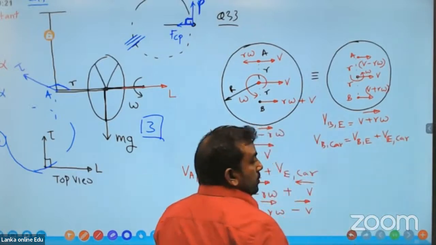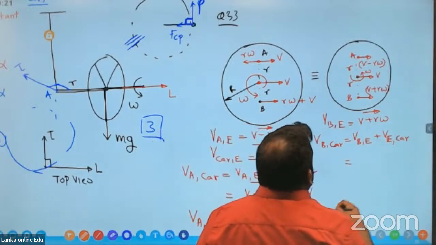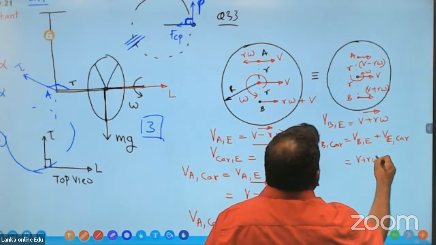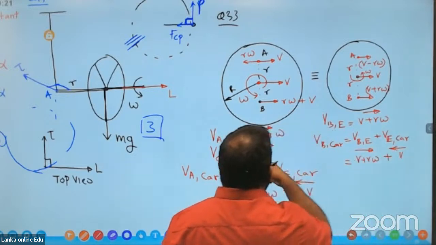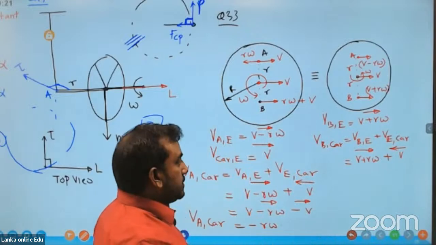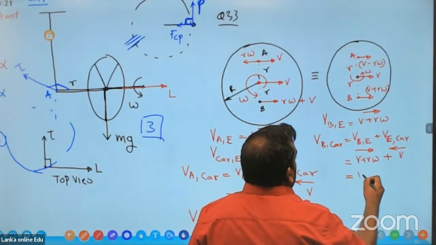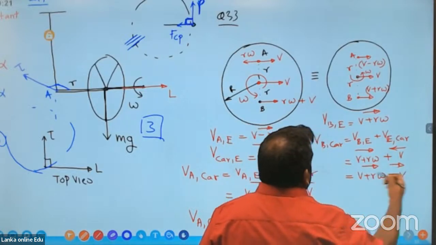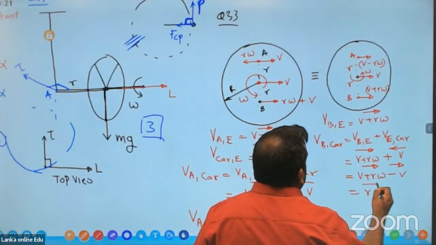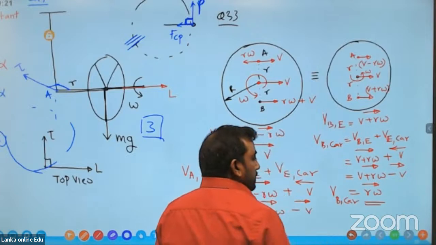Velocity of B with respect to the car, I can write B to Earth, Earth to car. Here B to Earth, V plus R omega. Earth to car, V in the opposite direction. B to Earth forward means Earth to car backward. Bring all velocities in the same direction, minus V. V cancel off, R omega. So velocity of B with respect to the car, R omega.